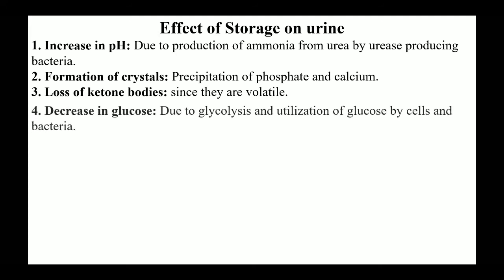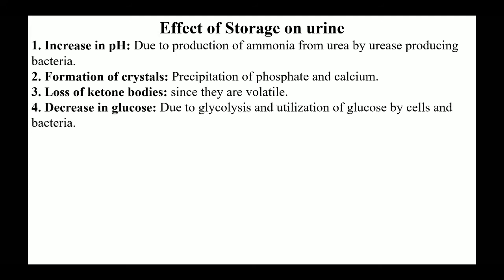Now the fourth point, that is the decrease in glucose. Again the same thing. Why will a decrease in glucose occur? Suppose one patient has glucose in his urine, because we know normally urine doesn't contain glucose, but suppose one patient has diabetes and his or her urine contains glucose, but we are delaying the procedure. So what will happen? Again the bacteria will proliferate, and this proliferating bacteria needs energy, so it will utilize the glucose by doing glycolysis, and the glucose content ultimately will be reduced.